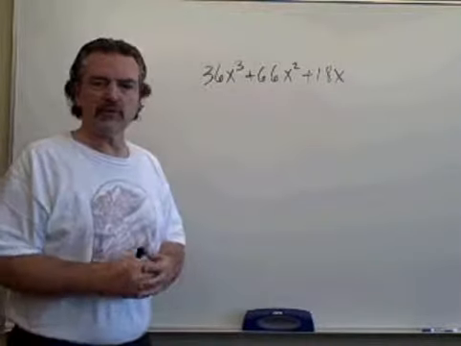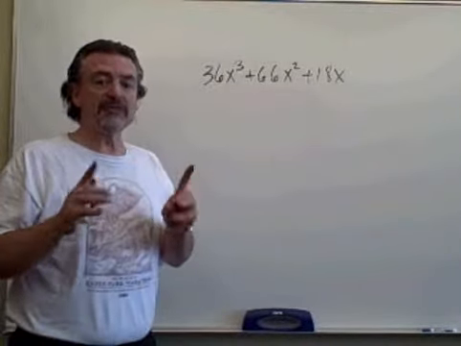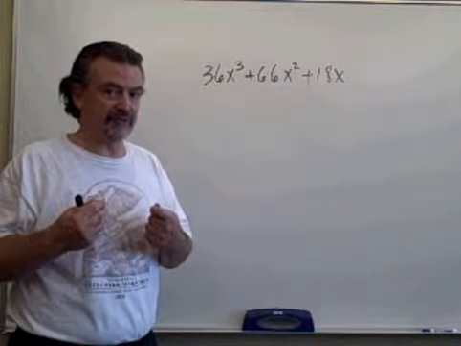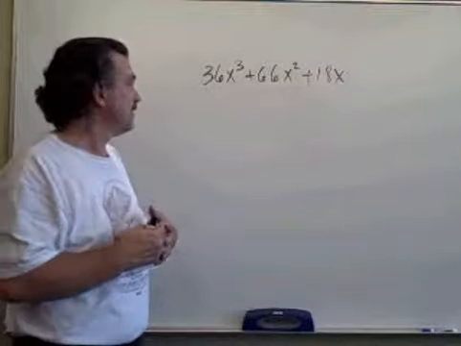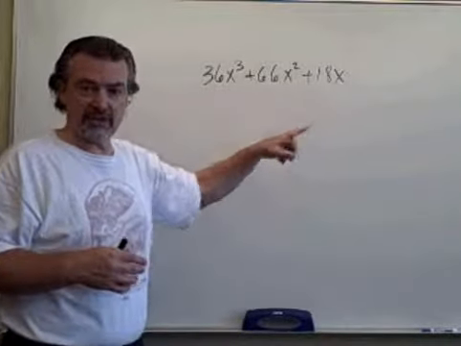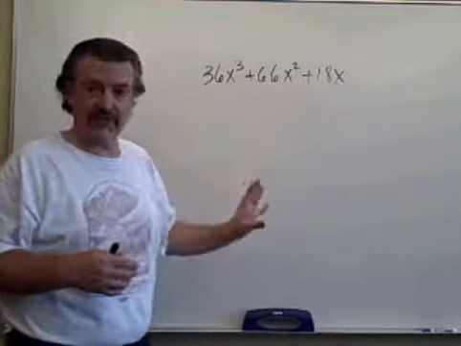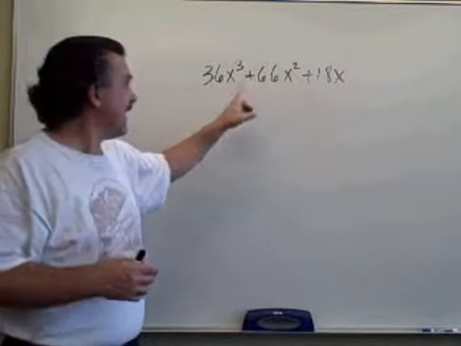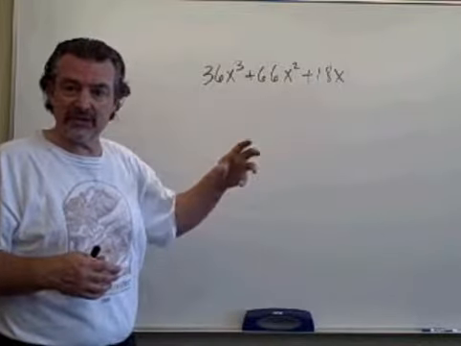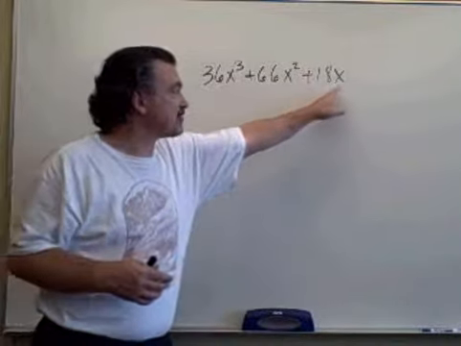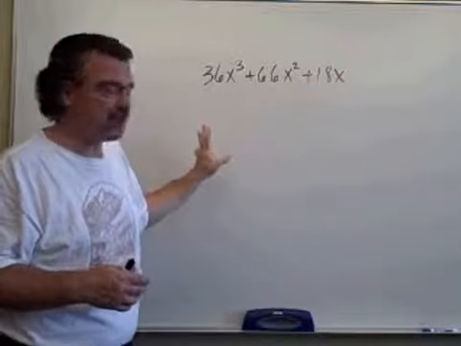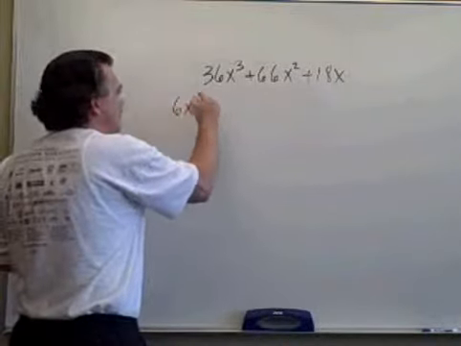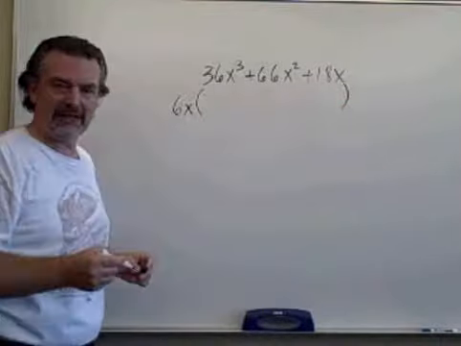Here's another trinomial that we want to factor. Remember, step one for factoring is to find and divide out any common factor that the terms share. Looking at those coefficients, I think you can probably see they all share a factor of 6, don't they? 6 will divide into each of those numbers. And each term contains the variable x. So I can factor out x to the first power from each of those terms. So 6x is my common factor that I can divide out.